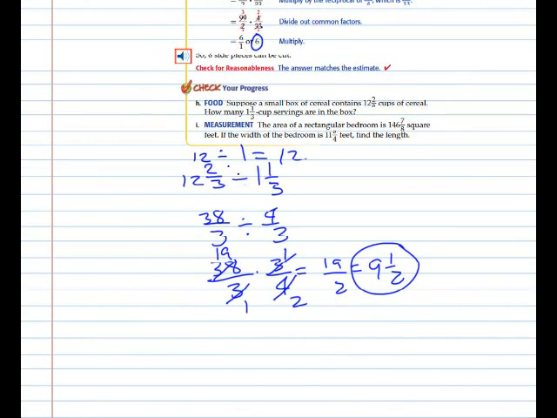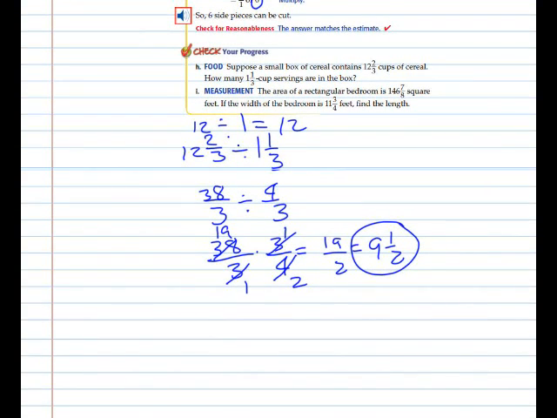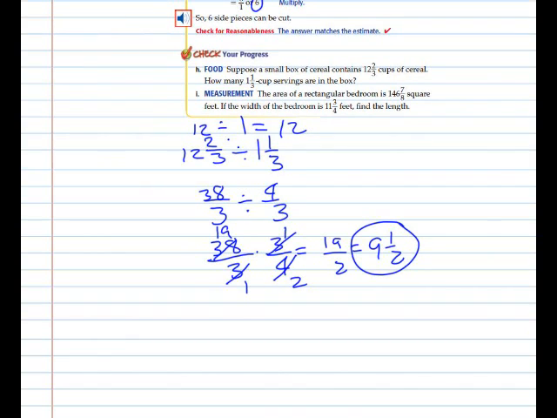The area of a rectangular bedroom is 146 7/8 square feet. If the width of the bedroom is 11 3/4, find the length. So I would take 146 7/8 and divide it by 11 3/4. Let's see, 144 divided by 12 is going to be my estimate. It's going to be about 12.